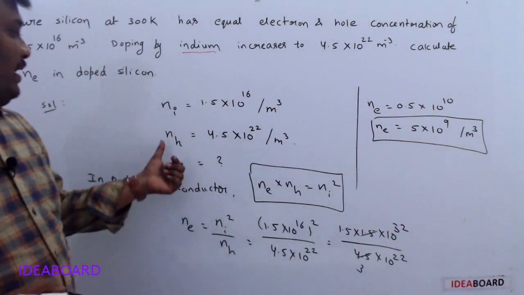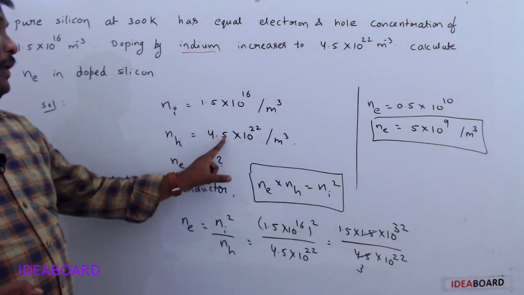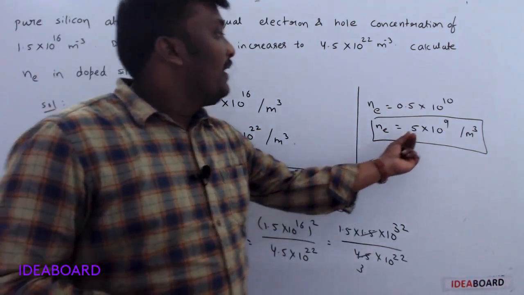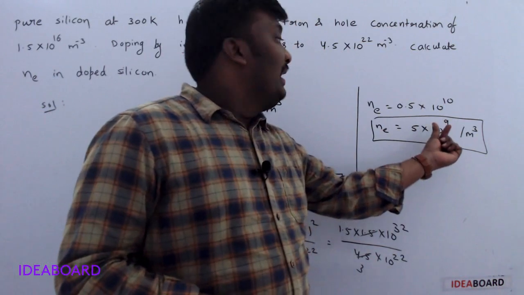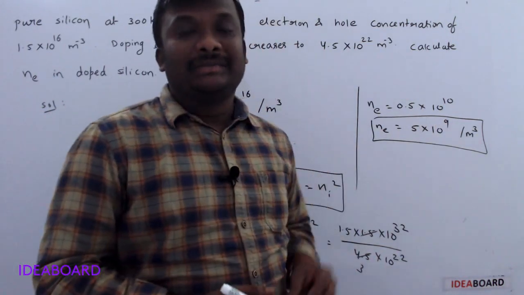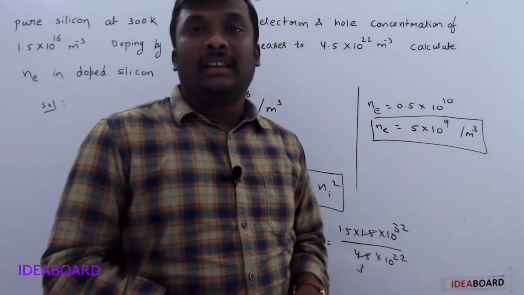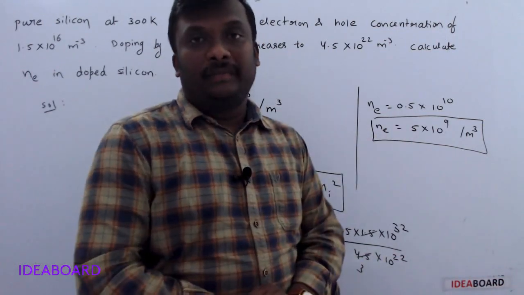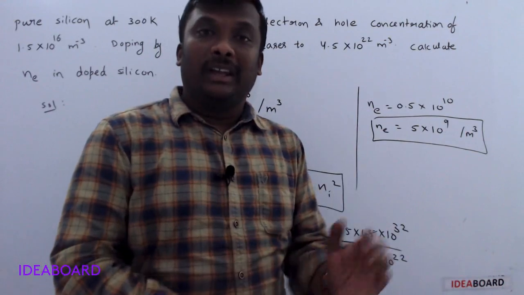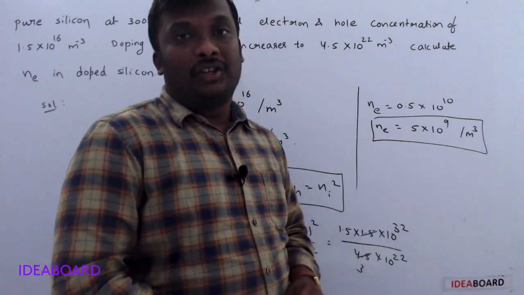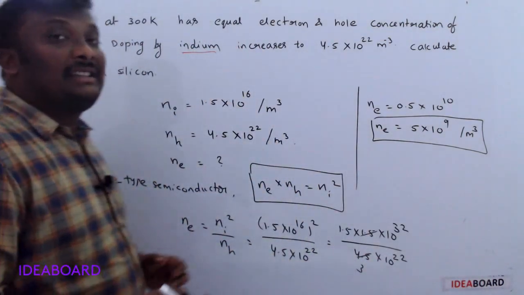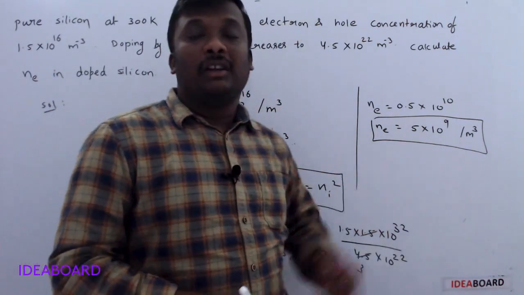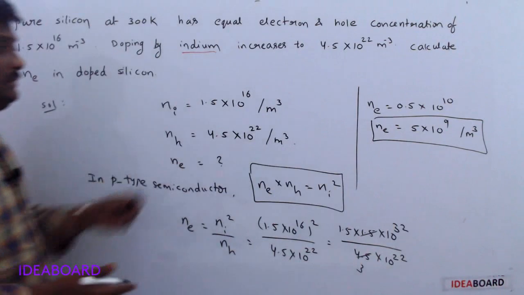How many holes are available? 4.5 × 10^22 holes are available, but the number of electrons is just 10^9 per meter cube. That's why in a p-type semiconductor we generally neglect the electron concentration. In an n-type semiconductor we neglect the hole concentration. In a p-type semiconductor we generally neglect the electron concentration, but here they are asking, that's why we found it.